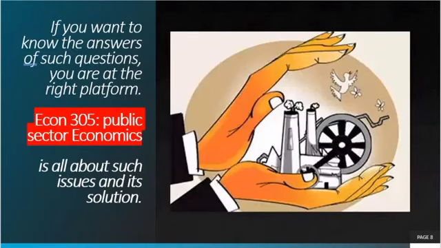If you want to know the answers to such questions, you are at the right platform. Econ 305, Public Sector Economics, is all about such issues and their solutions.